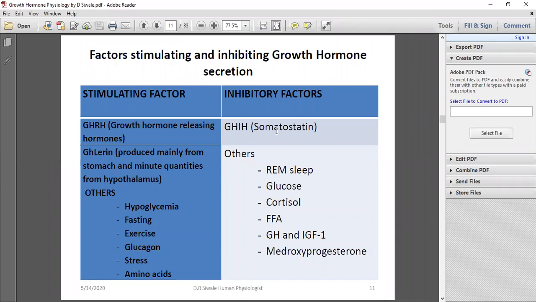Somatostatin is also secreted by certain cells in the digestive system. Wherever you read about it, it's always inhibiting secretion of hormones. So the stimulating factor is growth hormone releasing hormone, and the inhibitory factor is growth hormone inhibitory hormone, which is called somatostatin.